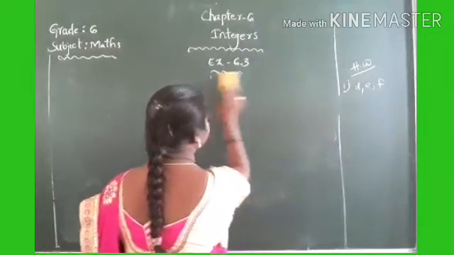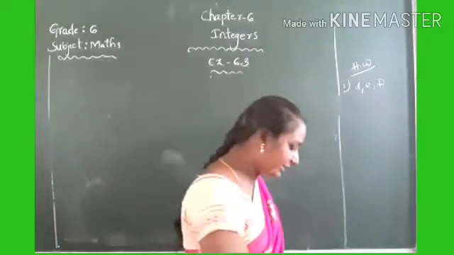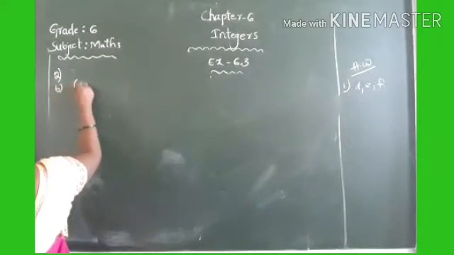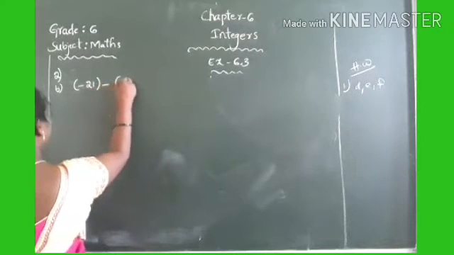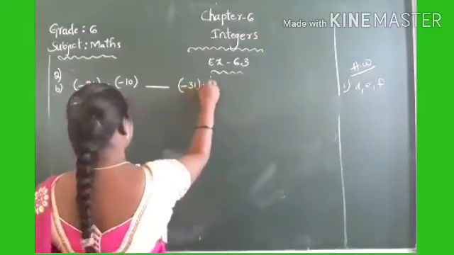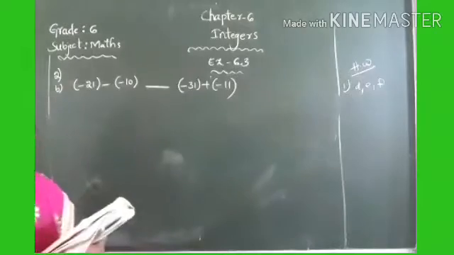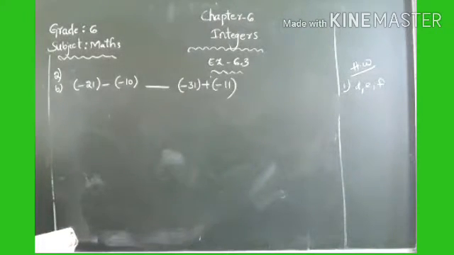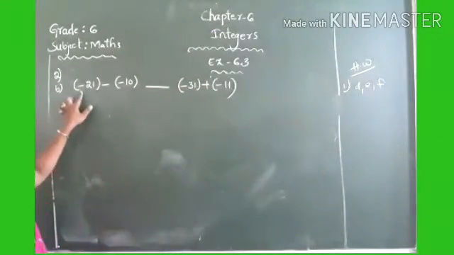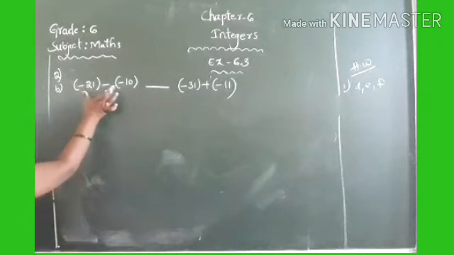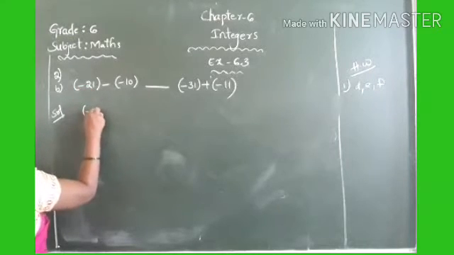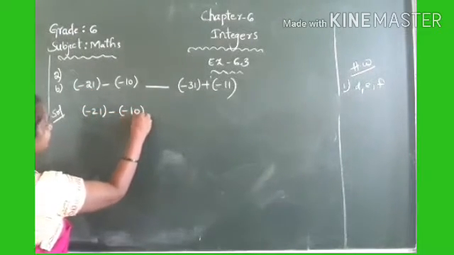So copy it. Finished? Right. Next, the second one, what is given? Minus 21 minus of minus 10, blank, minus 31 plus minus 11. So how will you find this one? Same way. First find this one. You have to subtract these two integers. So minus 21 minus of minus 10.